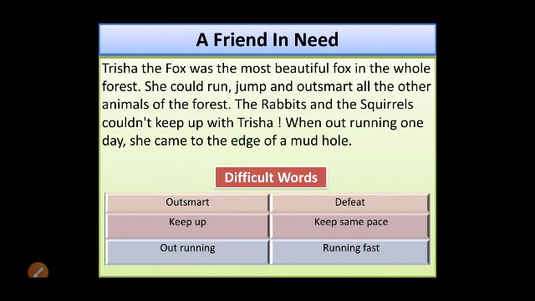A friend in need. Trisha, the fox, was the most beautiful fox in the whole forest. She could run, jump, and outsmart all the animals of the forest. Means Trisha, the fox, was the most beautiful and the most clever animal of the forest. Okay, she was the fastest of all. What does outsmart mean? Outsmart means defeat. Okay, means she used to defeat all other animals of the forest.